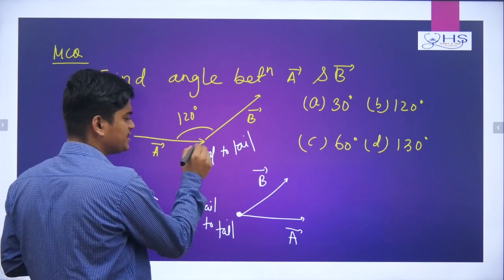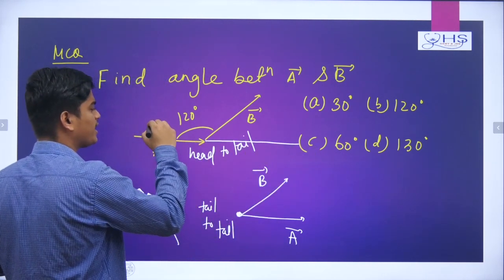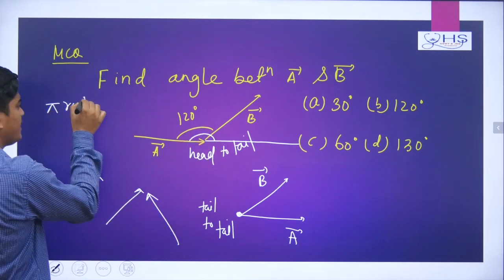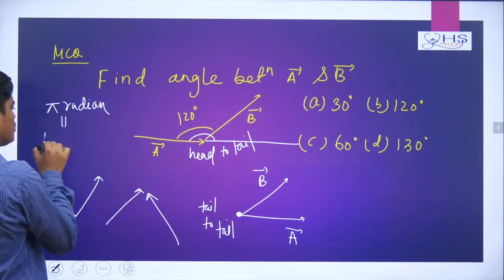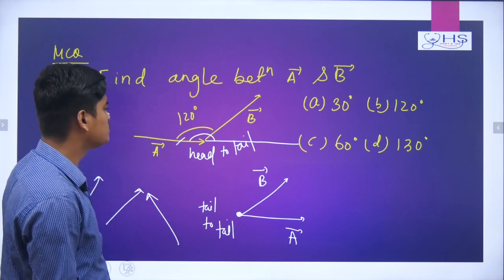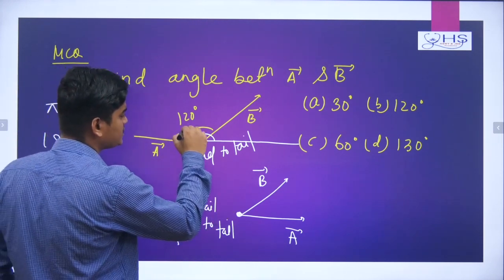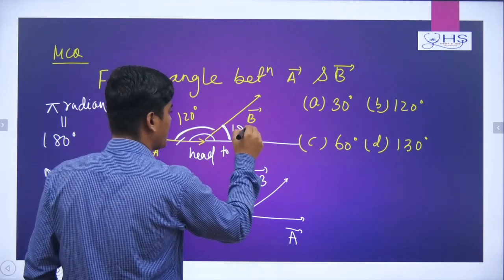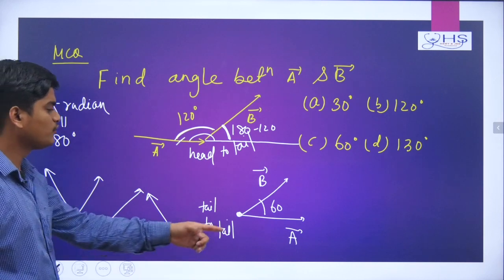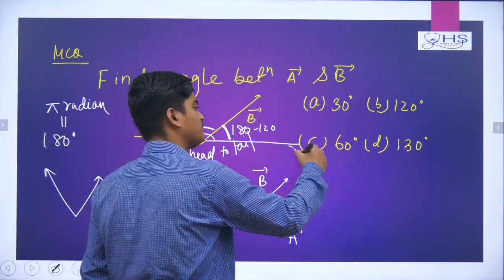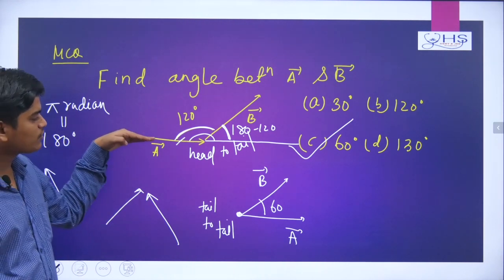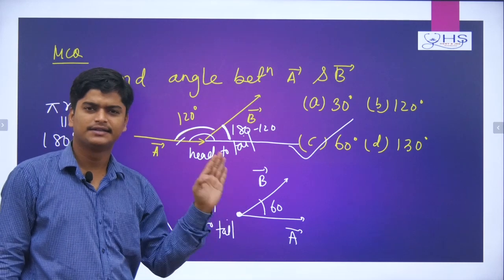Now here, if this is a straight line, this total angle is how much? For a straight line, the angle is pi radian, which is basically 180 degree. So this total angle is 180 degree. If this is 120, then definitely minus 120. So 180 minus 120 is nothing but 60. So now the angle between A and B is 60 degree. So the option will be C. Okay. So whenever two vectors are given and they are joined like this, one head to tail, and you need to find the angle, what do you do?